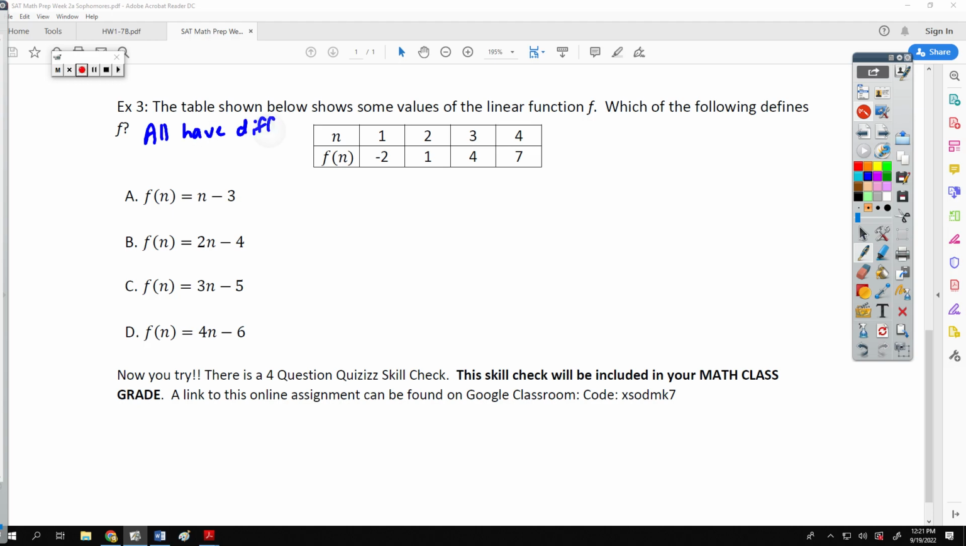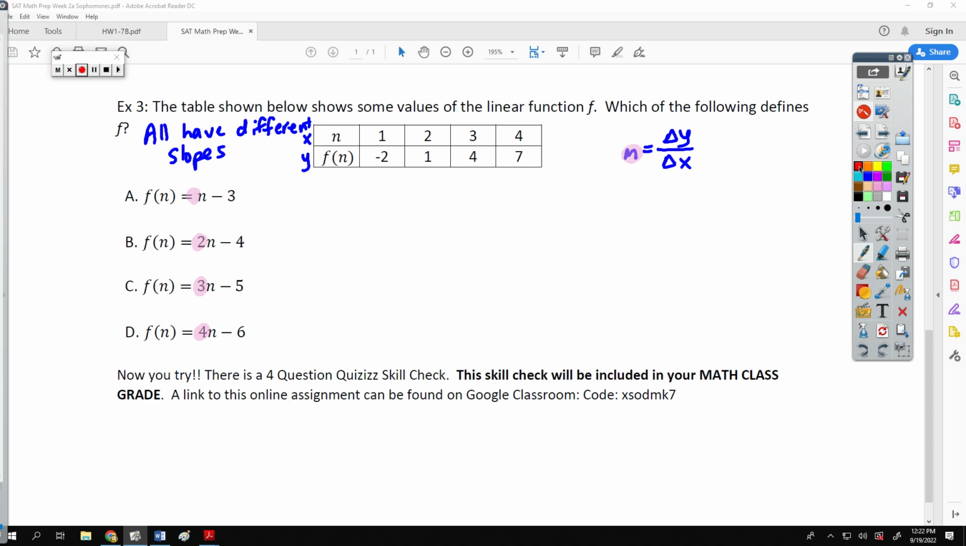means that all we need to do is find the slope of this expression. Now remember that n is going to be your x and f of n is our y. So when we're looking at slope, it is the change in y over the change in x, okay? And then again, only one of these can be correct. They are all different, which means all we need to do is find the slope.